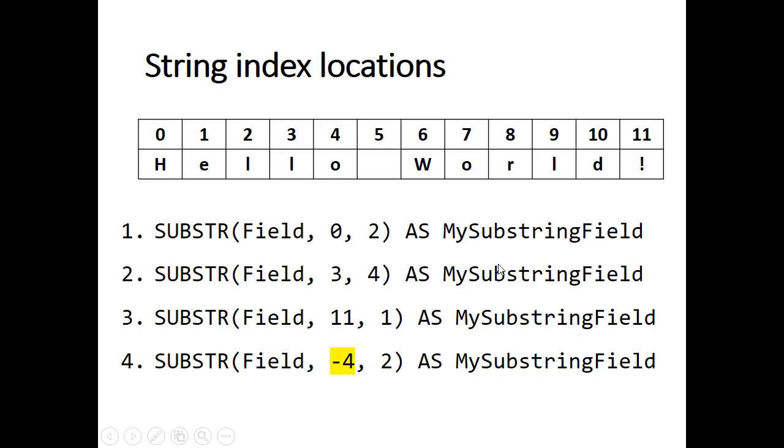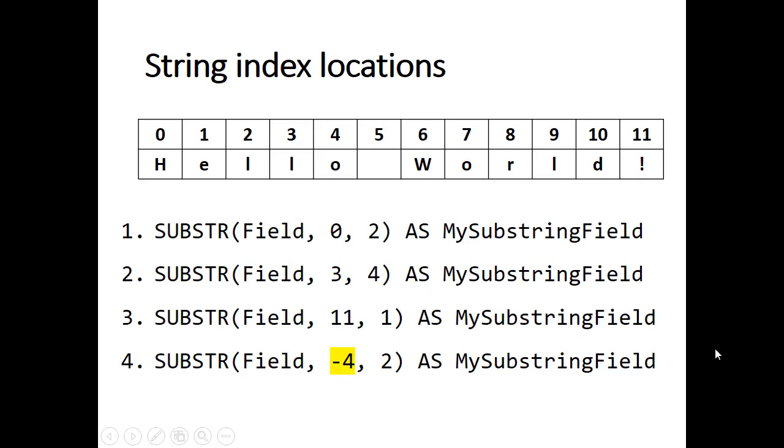Now, we can use negative numbers for the location. With negative numbers for the location, we count moving leftward from the far right. So at index location -1, -2, -3, -4, we're going to start with this R. R and L. That's what the -4 and 2 would give us.